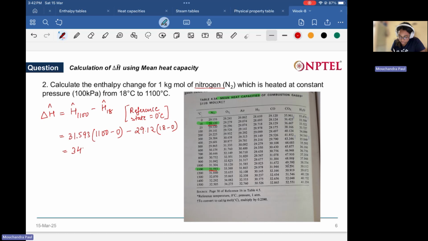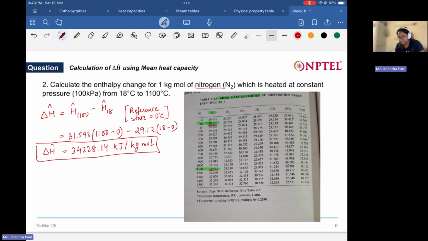Thirty-four, 53.1 kilojoule per kg. This will be a change in enthalpy.